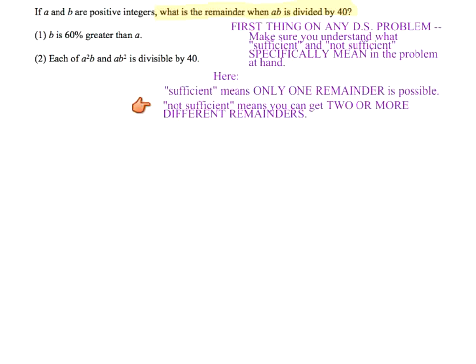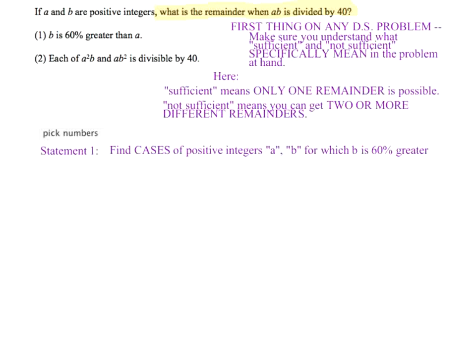Okay, well, one thing you can do as a primary method on data sufficiency is pick numbers. Praveen says that. Let's try that. So for statement 1, let's find cases of positive integers A and B for which that statement is actually true, for which B is 60% greater than A. Okay, well, let's find some of those.